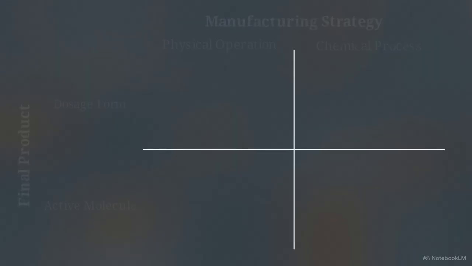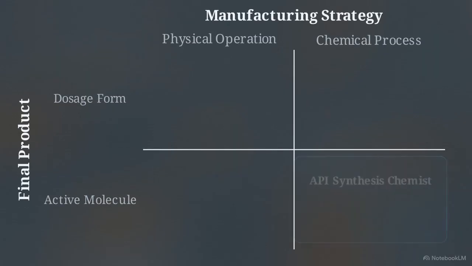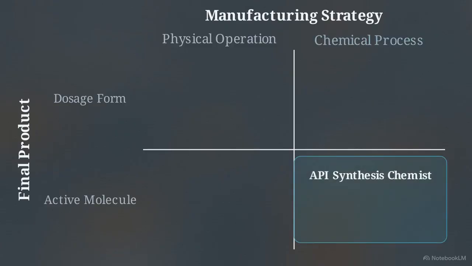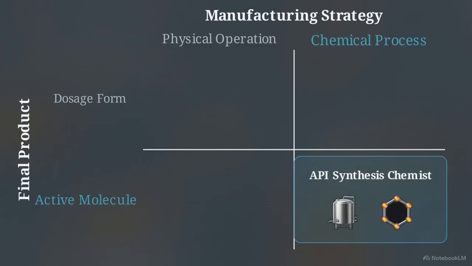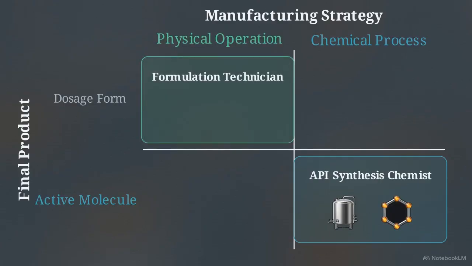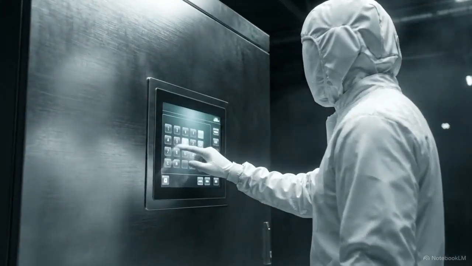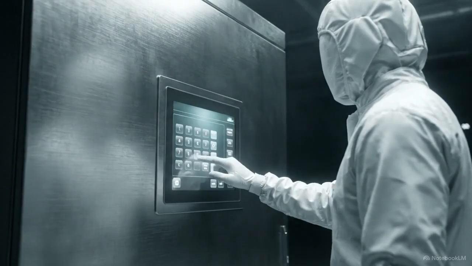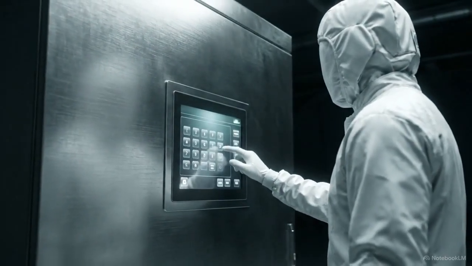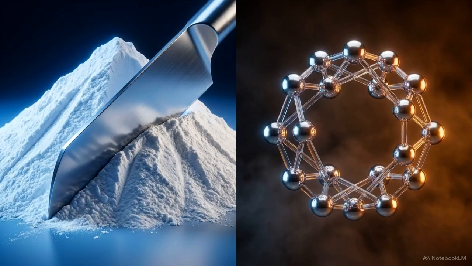This mapping clarifies career roles as well. An API synthesis chemist works with chemical processes to yield an active molecule, while a formulation technician uses physical operations to produce a dosage form. Your specific operational role and the final product you handle dictate which set of control parameters you must master to ensure GMP compliance. The distinction is straightforward. A unit operation prepares materials, while a unit process creates new compounds.